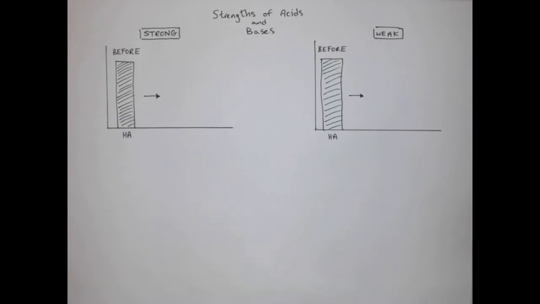In this video, I'm going to talk more about the strengths of acids and bases. You've probably heard me use the terms weak and strong in previous lessons when referring to acids and bases. And what does that actually mean? Like when I say a strong acid, what does that mean compared to an acid being weak?